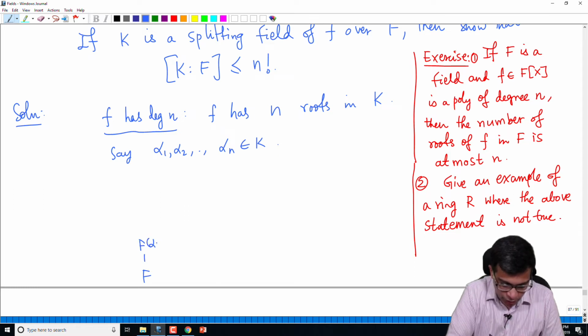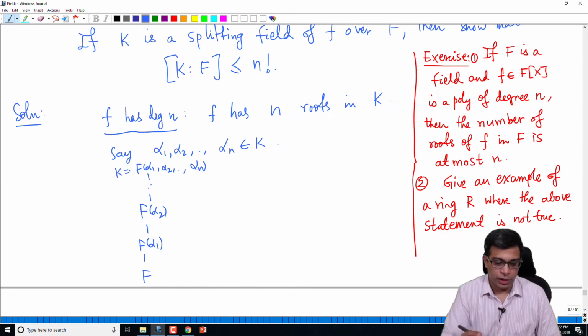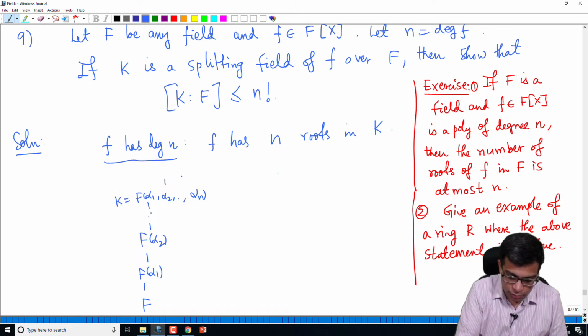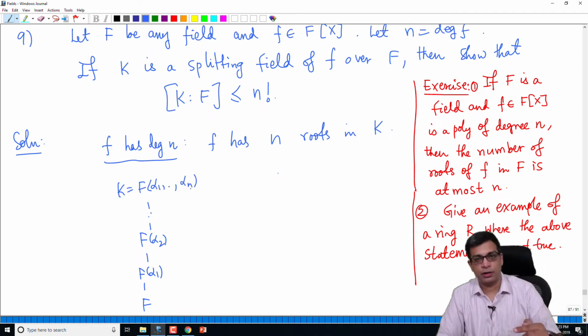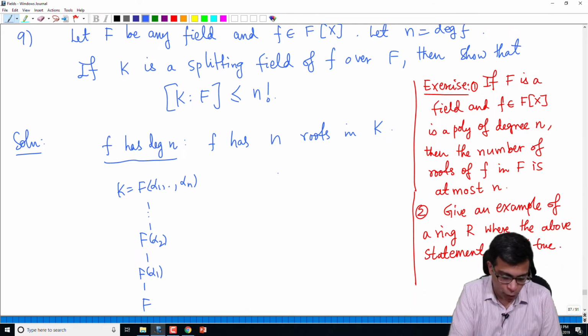Look at F(alpha 1), F(alpha 1, alpha 2), and so on, all the way to F(alpha 1, alpha 2, ..., alpha n), which is our K, right? Because remember, splitting field is a field. I'll write this more clearly. Splitting field is a field where the polynomial splits completely, and more importantly, the field is generated by those roots. It doesn't have any extra stuff above it than is needed. So alpha 1 through alpha n are the roots.